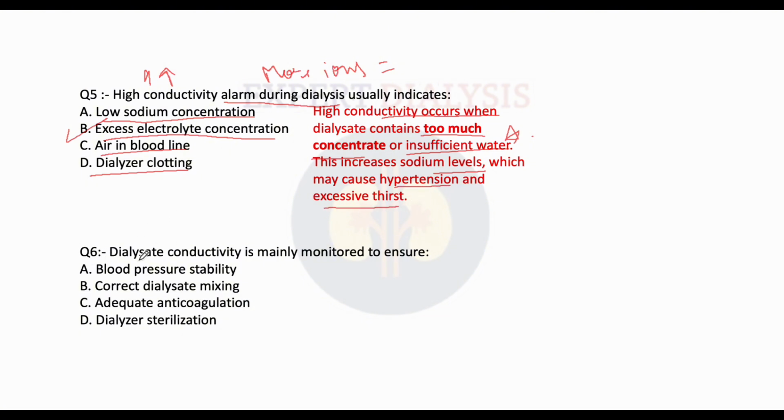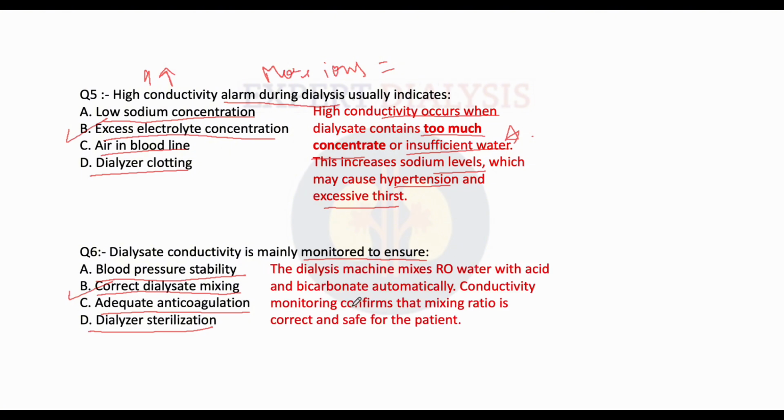Moving to the sixth question, it says dialysis conductivity is mainly monitored to ensure what? Option A says blood pressure stability, option B says correct dialysate mixing, option C says adequate anticoagulation, option D says dialyzer sterilization. So the answer will be B, correct dialysate mixing. The dialysis machine mixes RO water with acid and bicarbonate automatically. Conductivity monitoring confirms the mixing ratio is correct and safe for the patient.